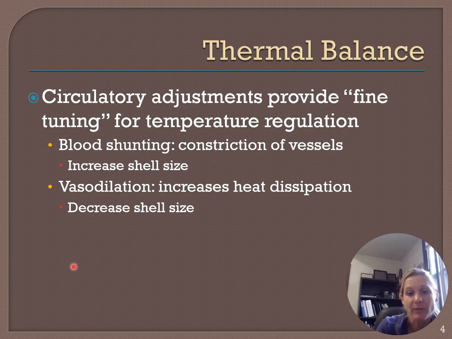Okay. If we're in a hot environment, we can experience vasodilation, and this will allow us to send more heat to the skin surface so that it can be dissipated into the ambient environment, or the environment around us. Okay. And again, the movement of blood, or the constriction or vasodilation of these blood vessels, allows us to manipulate the size of the shell. Okay, so we can increase the shell size if we experience vasoconstriction, and we can decrease the shell size, that's hard to say, with vasodilation.